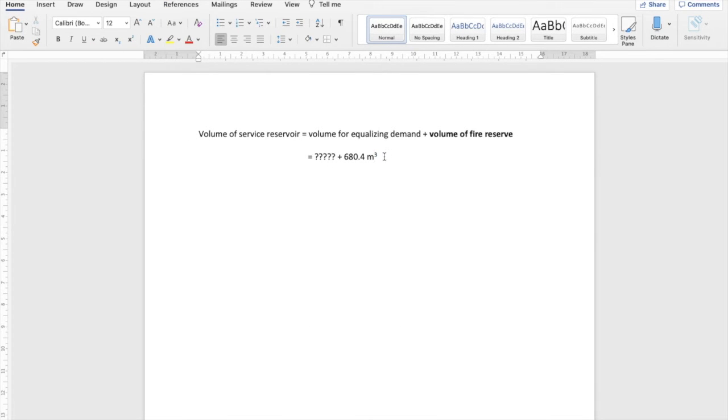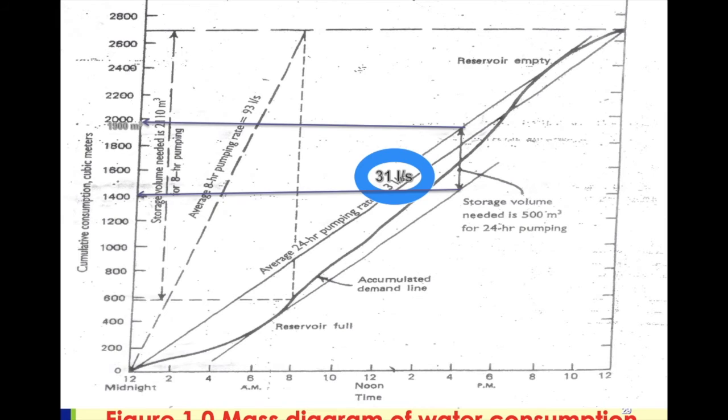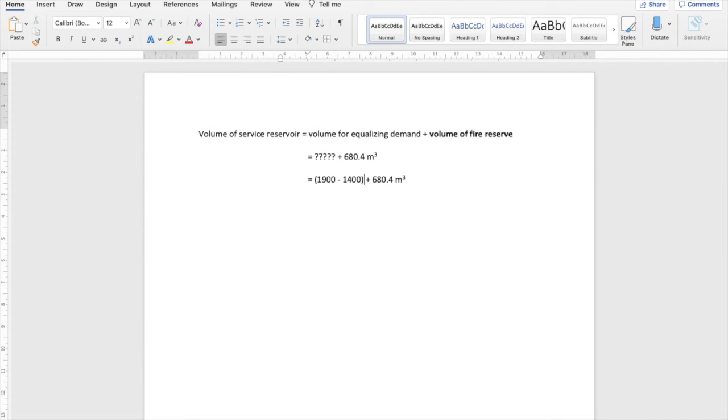Instead of something that you don't know, this one is 1900 minus 1400 meter cube. That will be the value that you have to find out. And I think this is 500 plus that. So you should be getting 500 plus 684, which means 1180.4 meter cube. And that is what you have to write in the second blank.